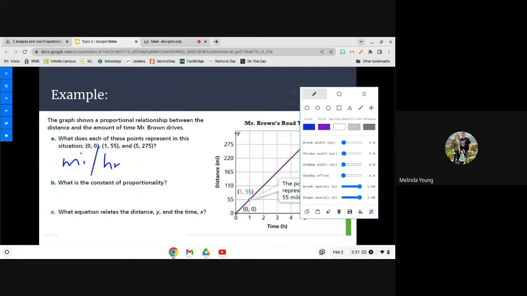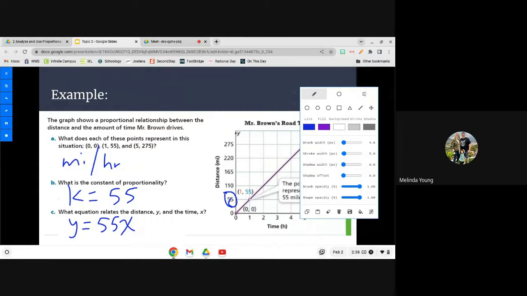Okay? So, like I said before, for the second part, what is the constant of proportionality? That means what is my K? So, what is my Y over X? Or when X is 1, what is Y? In this case, it's 55. So I would say my K is 55. So then what equation relates distance Y at the time X? They're looking for your constant of proportionality question or equation. So Y equals 55X.